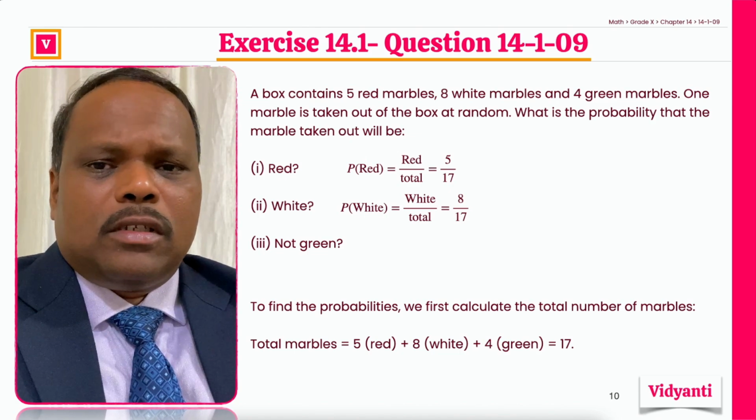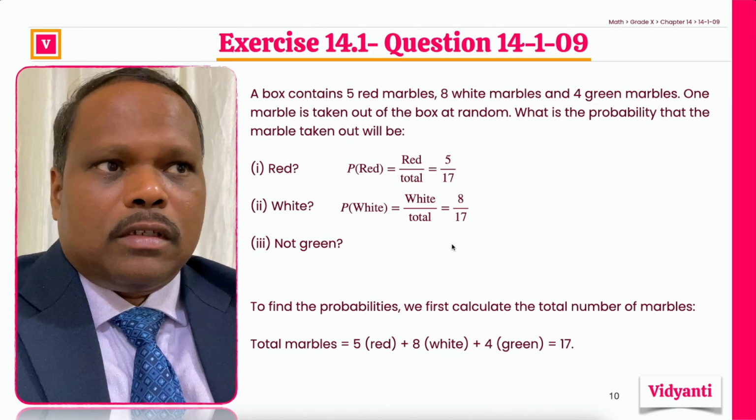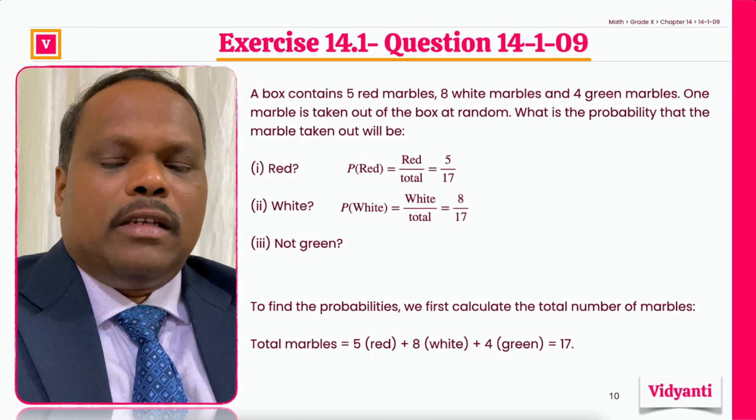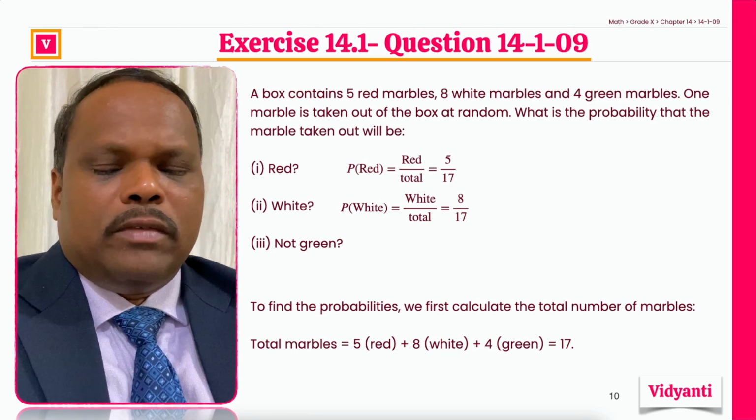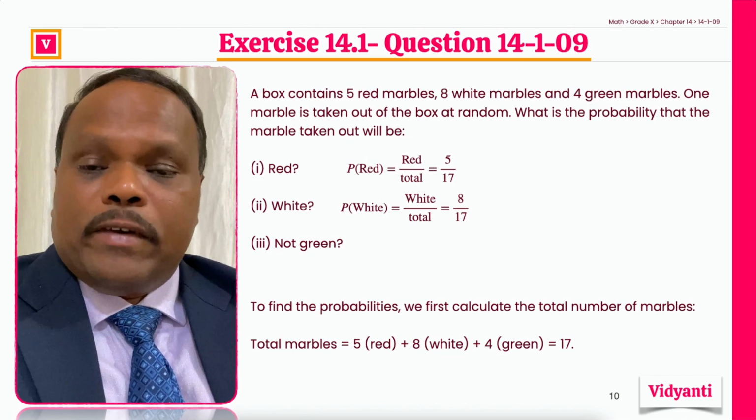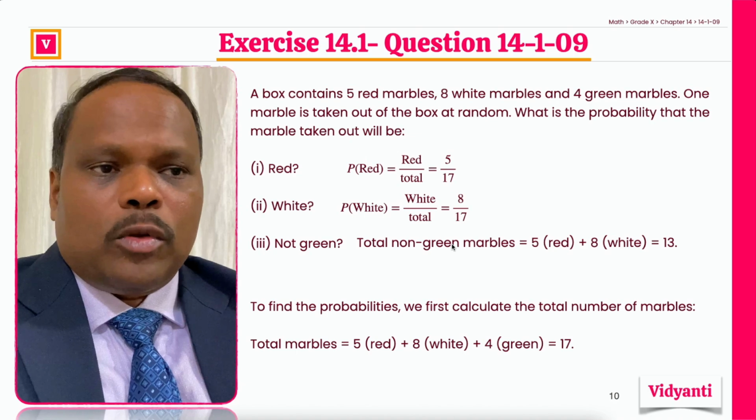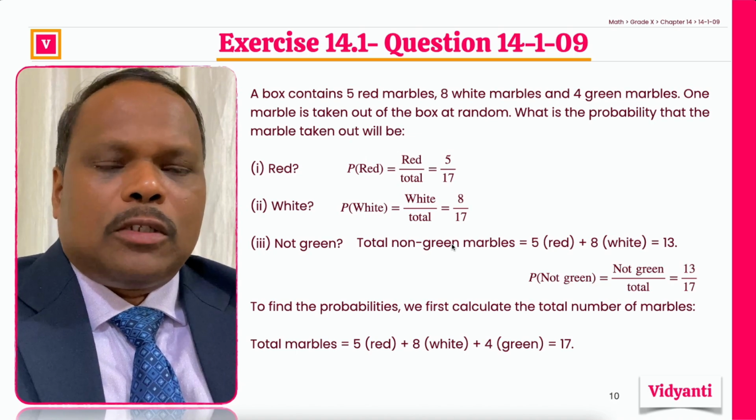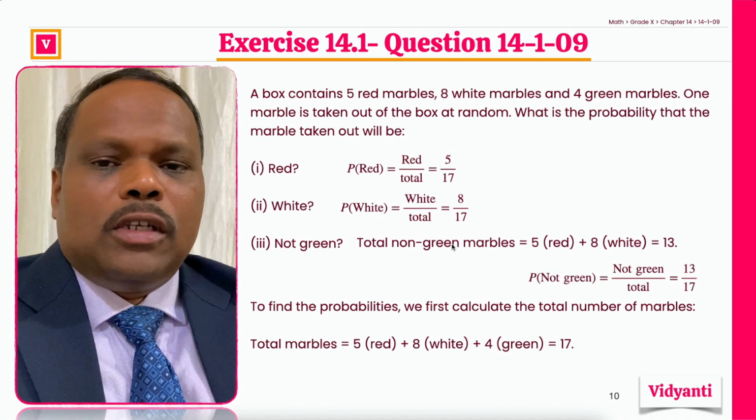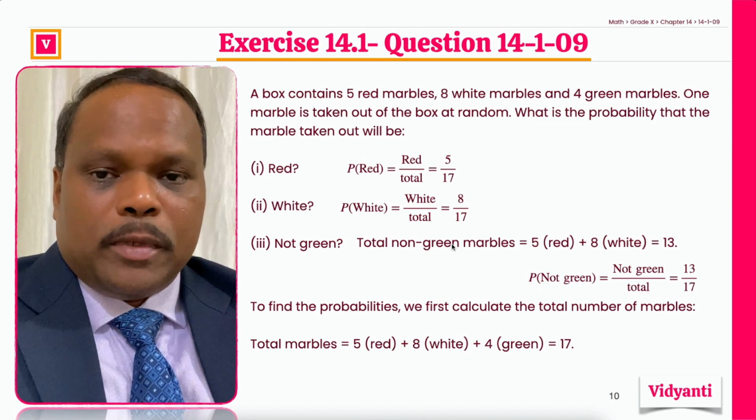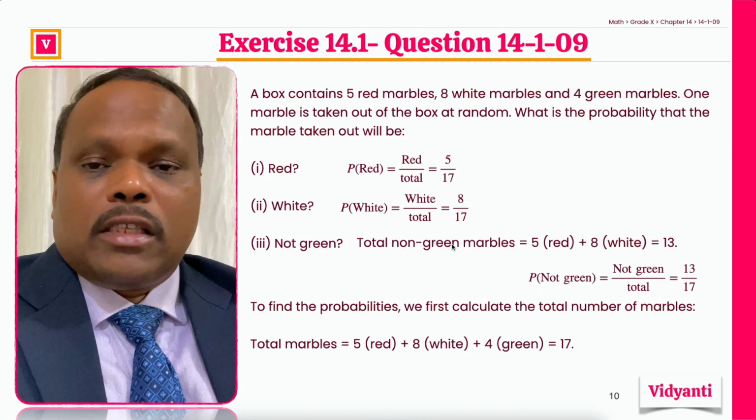Second option is to calculate the green, which is 4 upon 17, and not green is 1 minus green, so that's 1 minus 4 by 17, that will come out to be 13 by 17. Either way the answer should come out the same. So you can actually physically count what is not green divided by sample space, which is 13 by 17. That's one way of doing it.